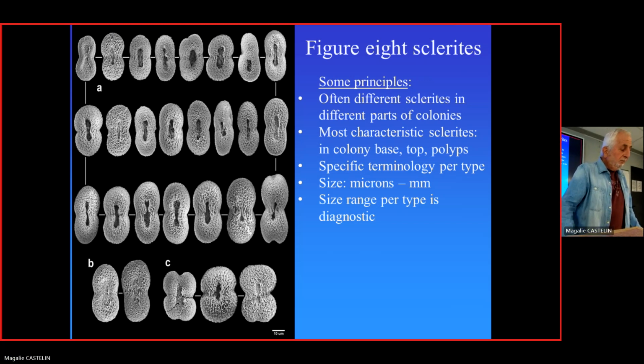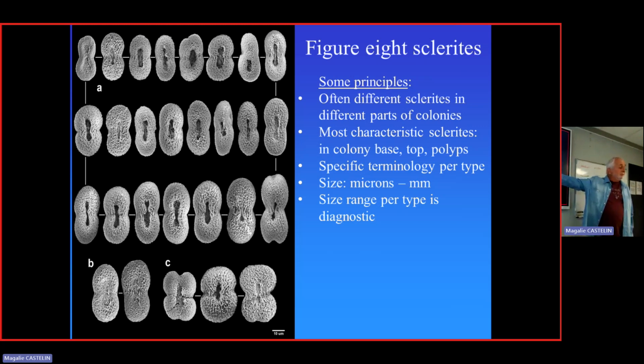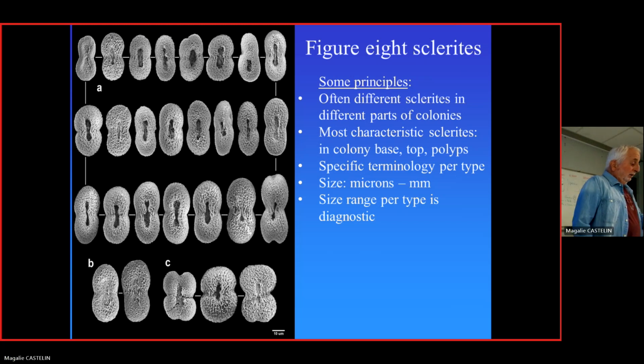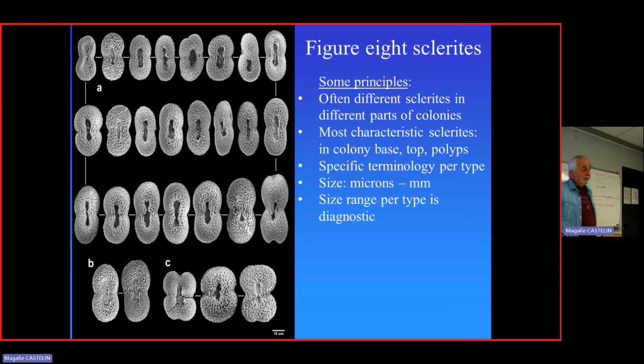If my promotion were based on the quality of my drawings, I wouldn't be here today. I would have another profession. But with scanning electron microscopy, you get these fantastic images of what are termed nowadays figure-8 sclerites. I don't agree so much with the terminology, but it doesn't matter. These are from the polyp, from the tentacles. The size range is dozens of microns to millimeters, and they're extremely diagnostic.